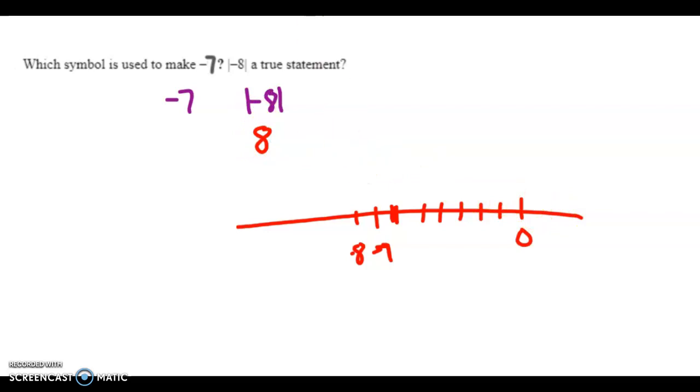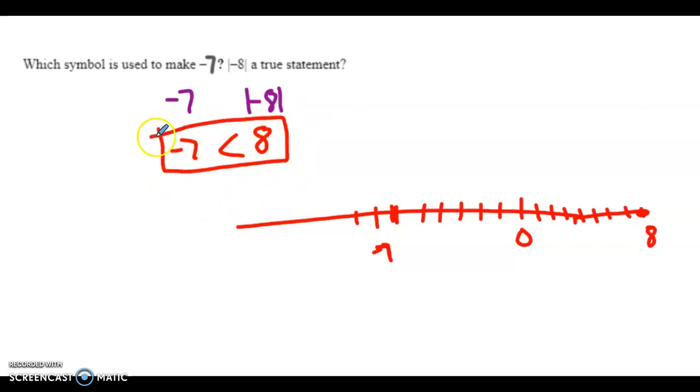So now if we're comparing -7 to +8, 2, 3, 4, 5, 6, 7, 8, we can see that 8 is way more to the right than -7. So 8 is the bigger number, which means the alligator mouth has to eat the bigger number. So that would be the correct symbol.